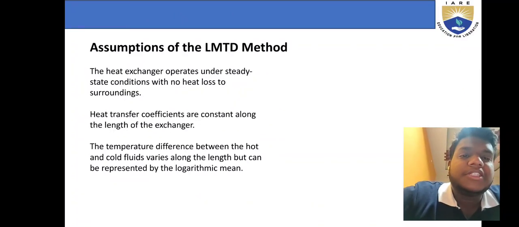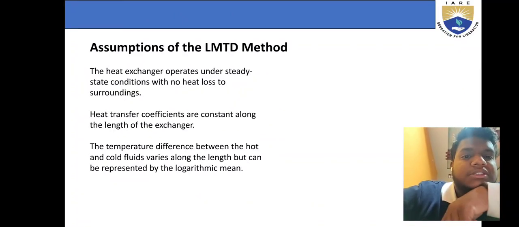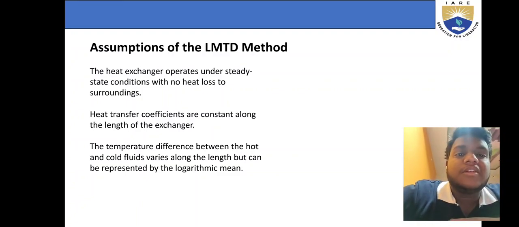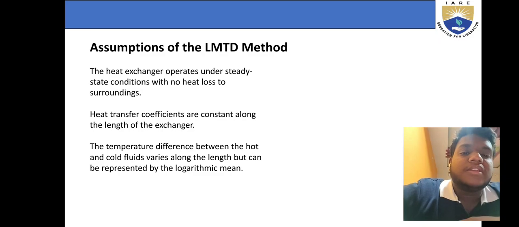Assumptions of the LMTD method: the heat exchanger operates under steady state conditions with no heat loss to the surroundings. Heat transfer coefficients are constant along the length of the exchanger. The temperature difference between the hot and cold fluids varies along the length but can be represented by a logarithmic mean.